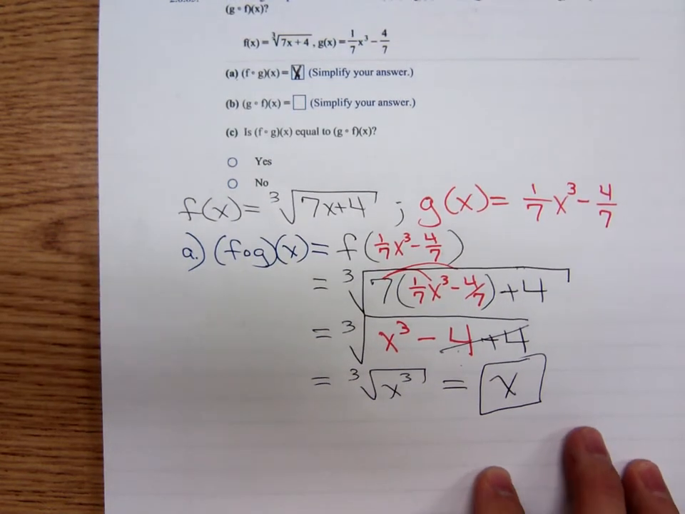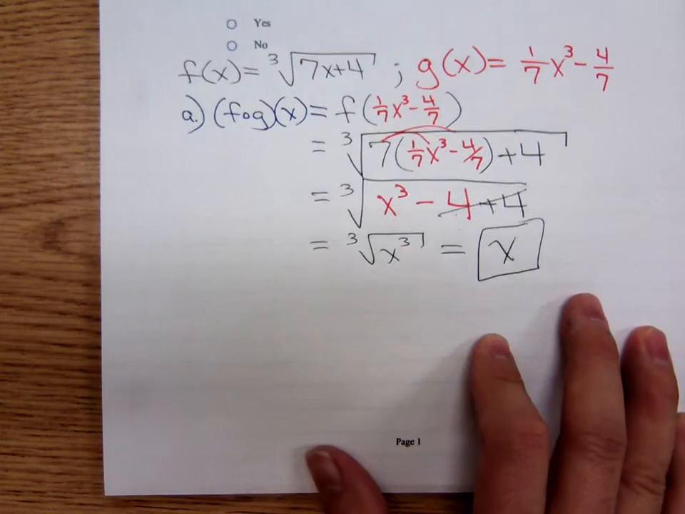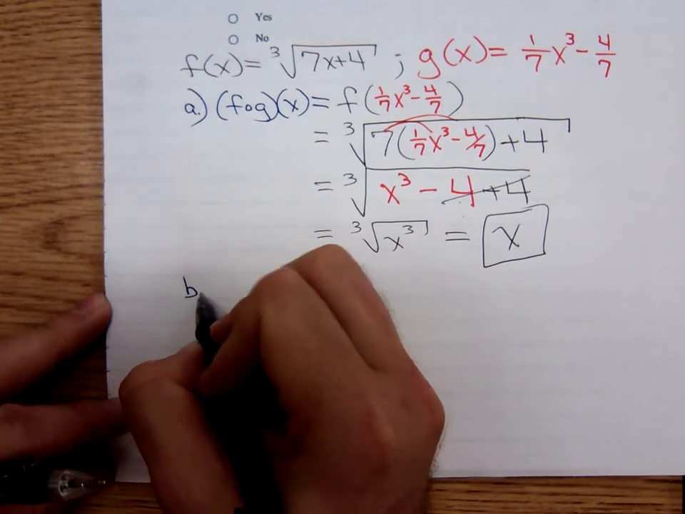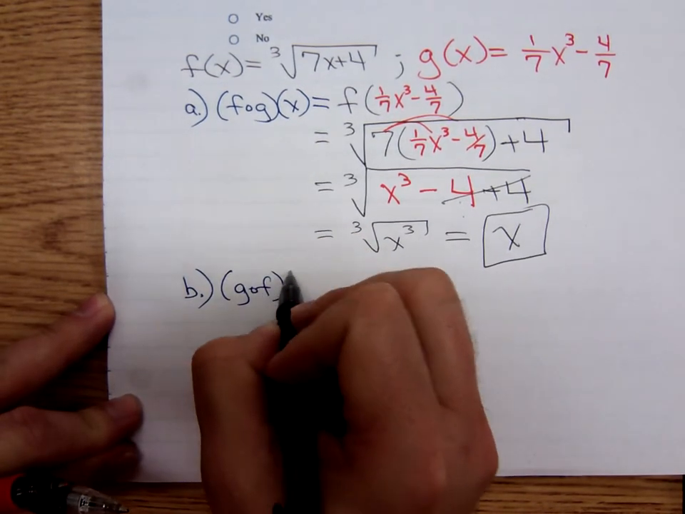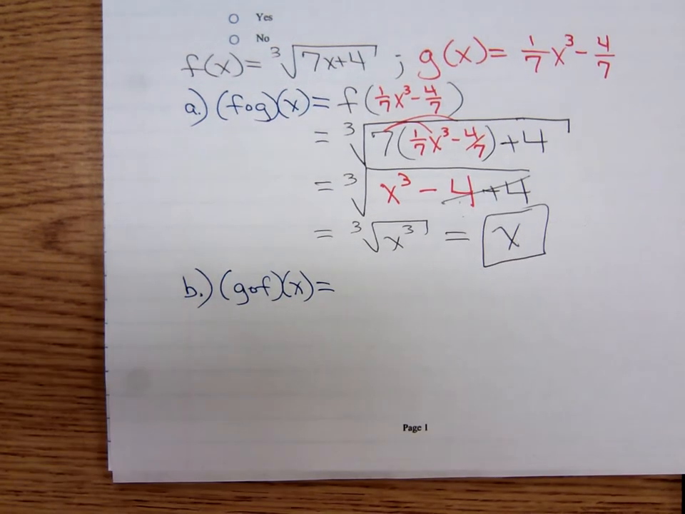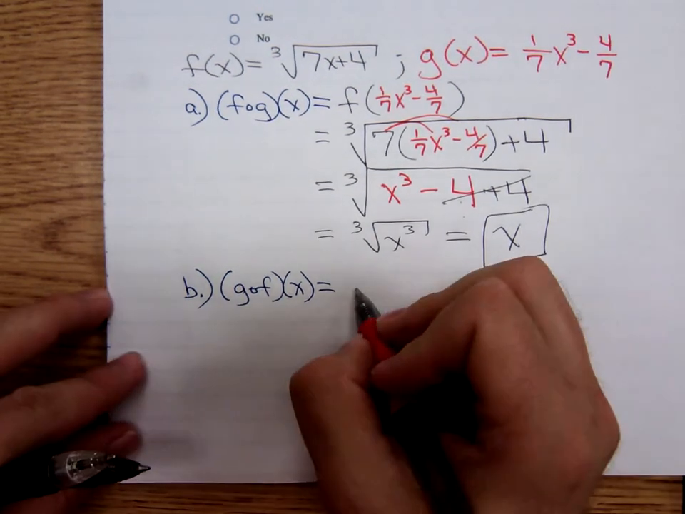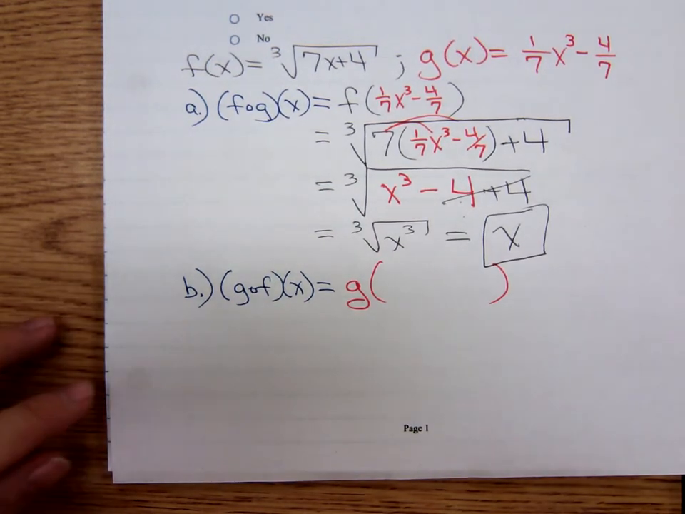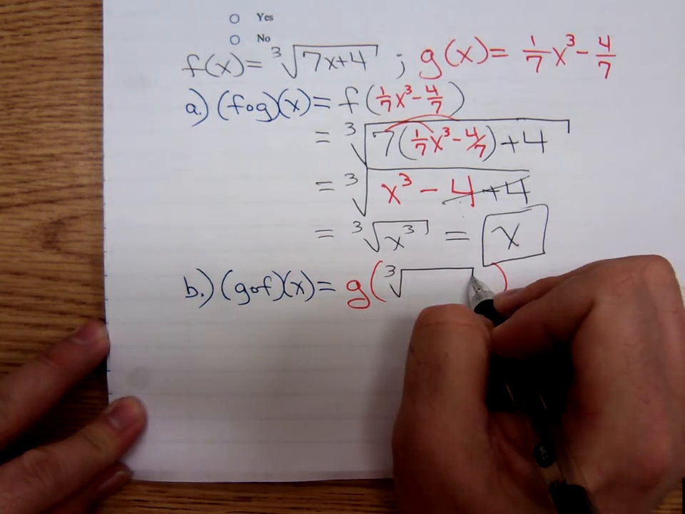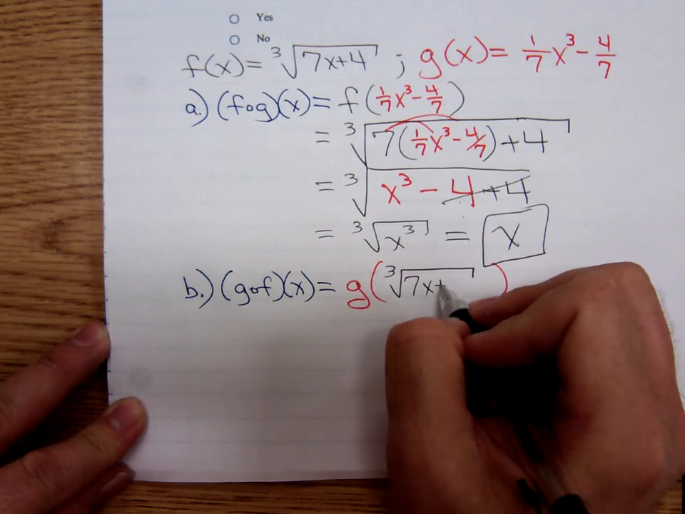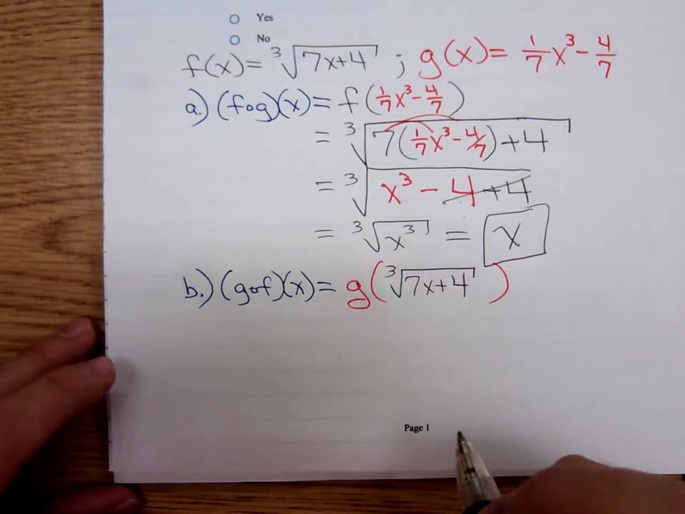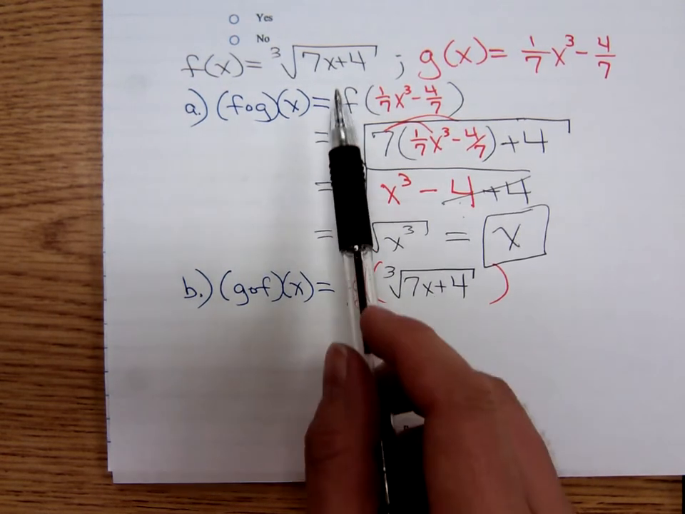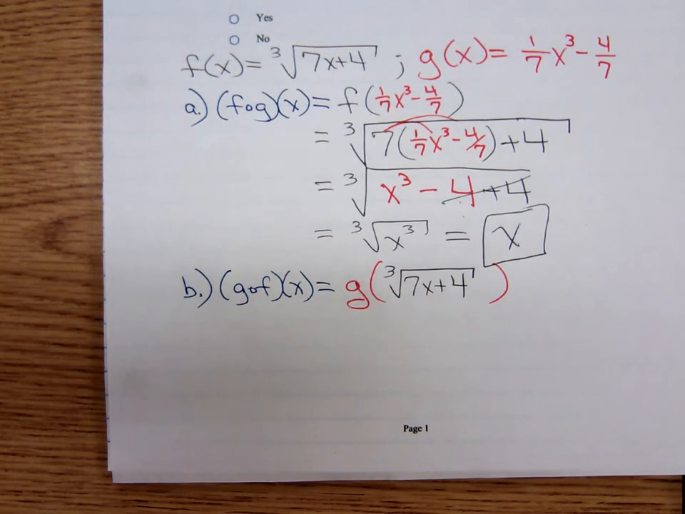Now part B, they want us to find g composed with f of x. And in this one, g is on the outside, and f of x, that cube root of 7x plus 4. Have I been saying that backwards? It's 7x plus 4. I don't know why I said 4x plus 7. So g is on the outside. The cube root of 7x plus 4 is on the inside.